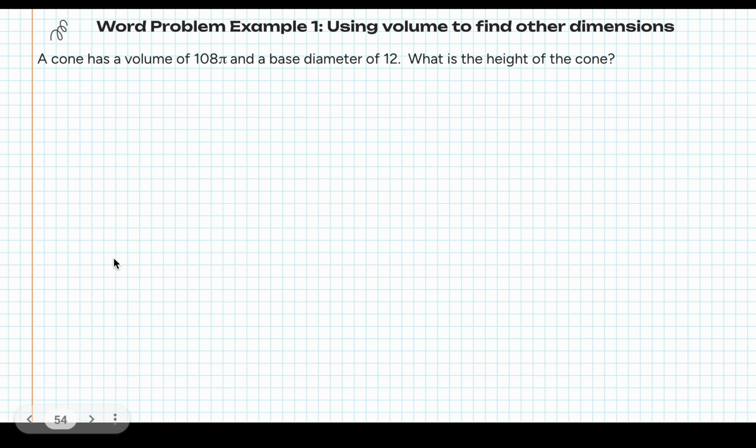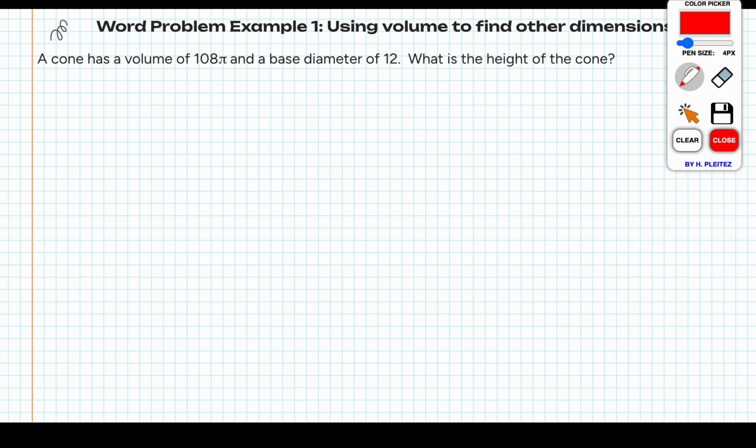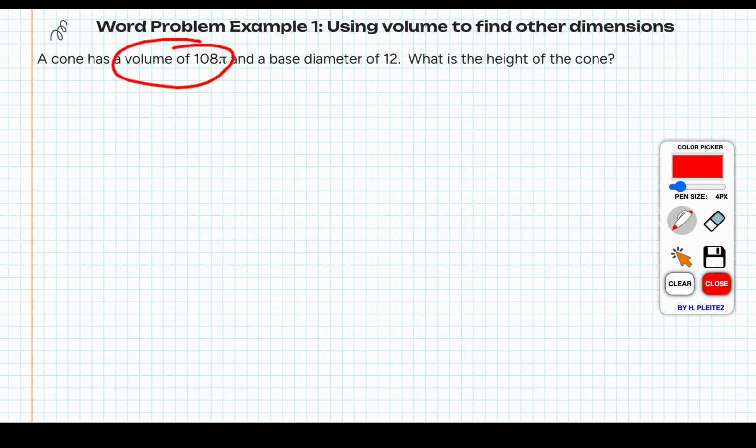All right, now last but not least, this is our first word problem for cones. Here it says a cone has a volume of 108 pi and a base diameter of 12, and it wants the height. When they're giving us the volume, that's a dead giveaway. You should just write out the whole formula first: 1/3 pi r squared h, or you can write V equals pi r squared times h over 3.